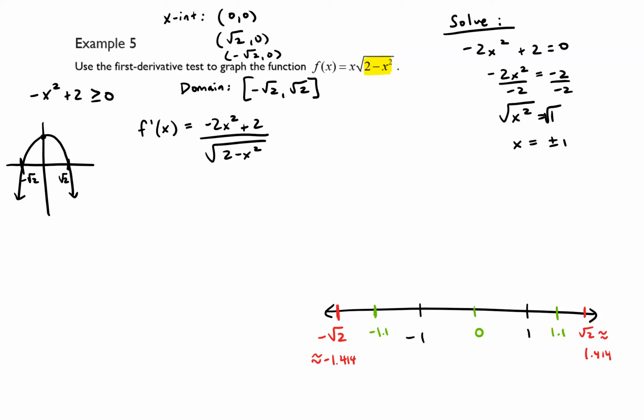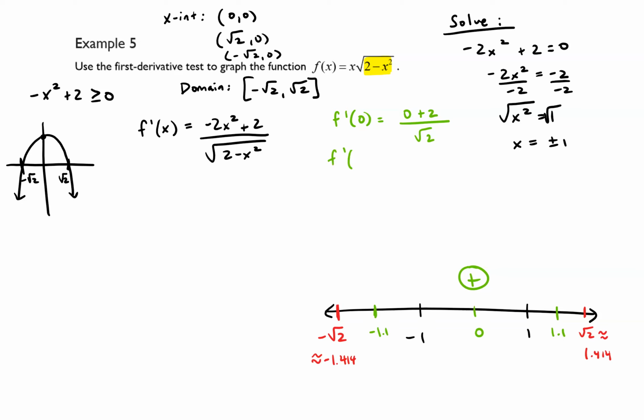So let's evaluate each of these. Let's plug in 0 first. I think that one's going to be a little bit easier to work with since it's an integer. So if I plug in 0, then -2x squared would become 0. So I'd have 0 plus 2 over the square root of 2. And that is positive, so I'm just going to put a plus sign here.